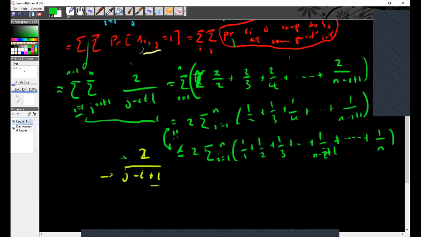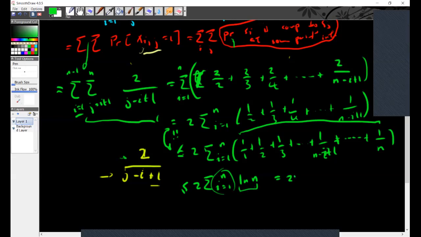So what is this? This thing right here is actually just the harmonic series, right? So this can be written as the sum from i equals 1 to n of ln n, which is the same as... This n here means we're summing ln n, n times, so that's just n ln n. Very roughly n ln n.